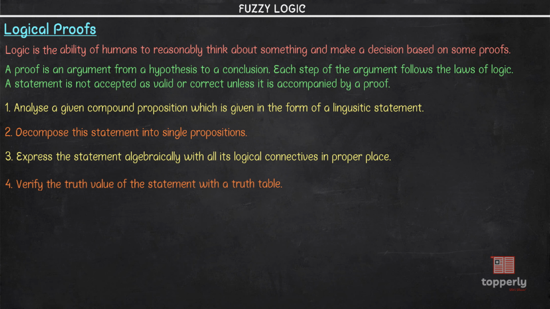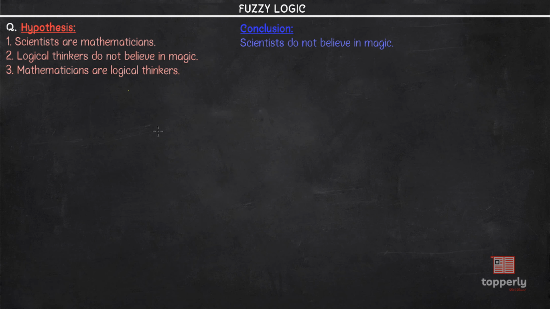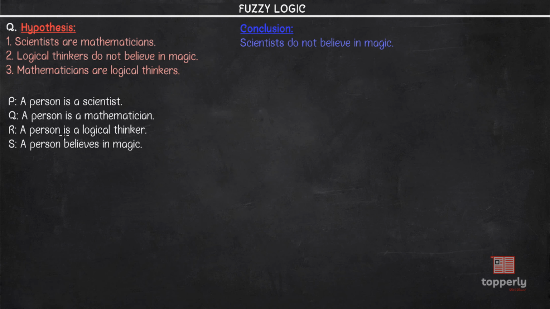Now the next step is to decompose the statement into single propositions. To do that, let us consider four variables P, Q, R and S, where the proposition P represents a person is a scientist, Q is a person is a mathematician, R is a person is a logical thinker, and S is a person believes in magic.